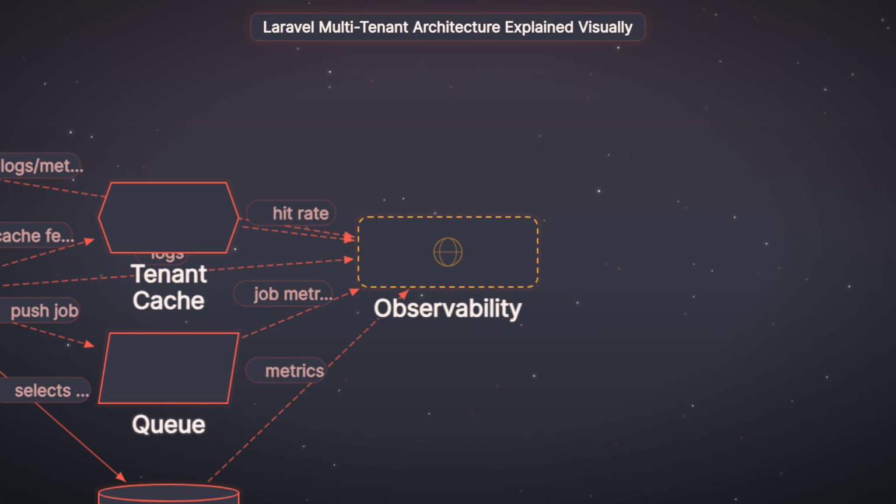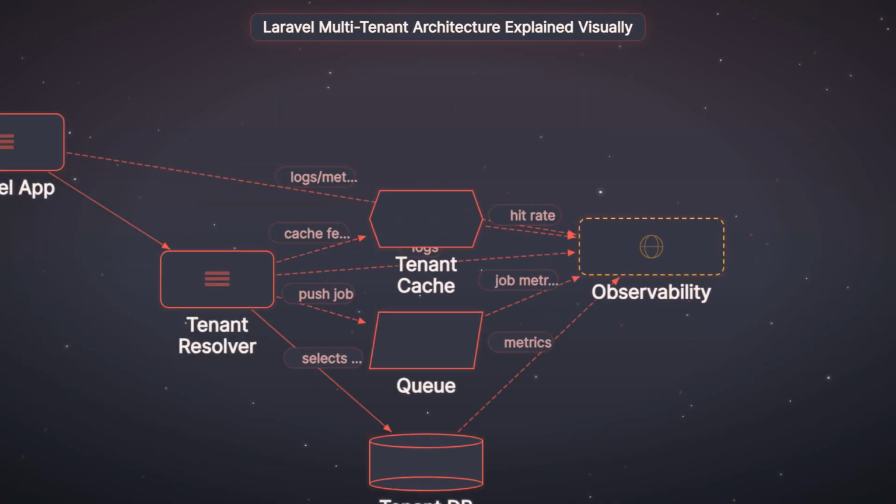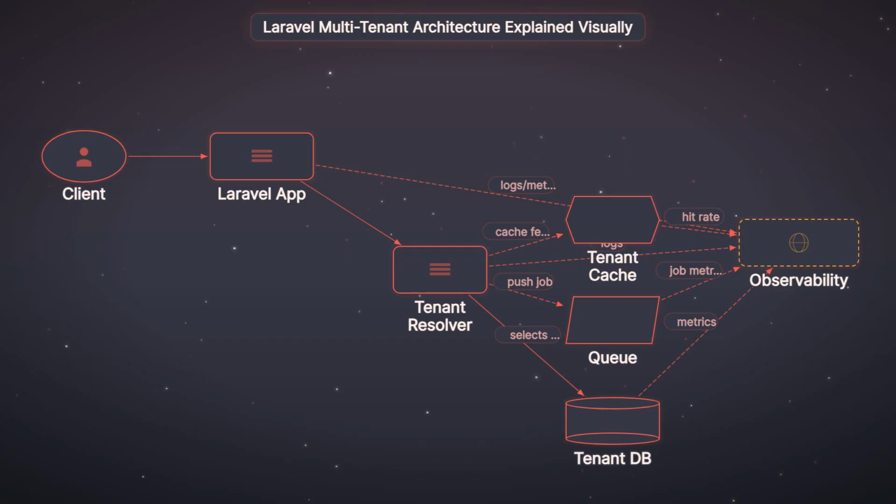Observability is essential for managing multi tenant systems. We collect logs, metrics, and traces from every component, each tagged with the tenant ID. This allows us to monitor per tenant performance, detect anomalies, and debug issues quickly. Tools like Laravel Telescope or external APMs provide visibility. Without observability, you would be blind to which tenant is experiencing issues. It also helps in capacity planning and cost allocation. By centralizing logs and metrics, you can correlate failures across components. Observability turns a black box into a transparent system. It's a must have for production.